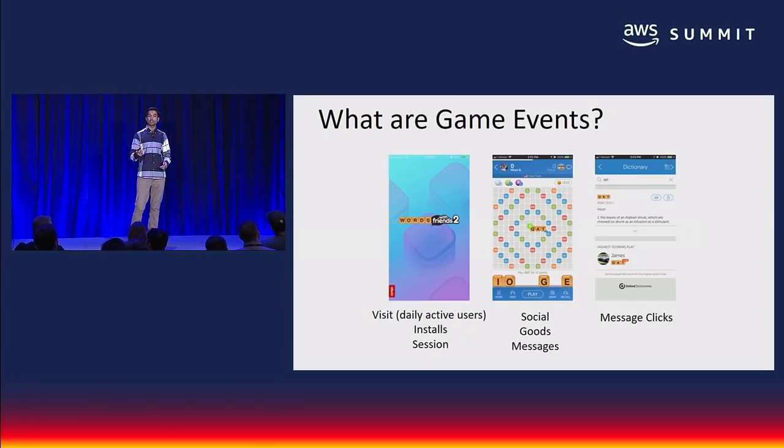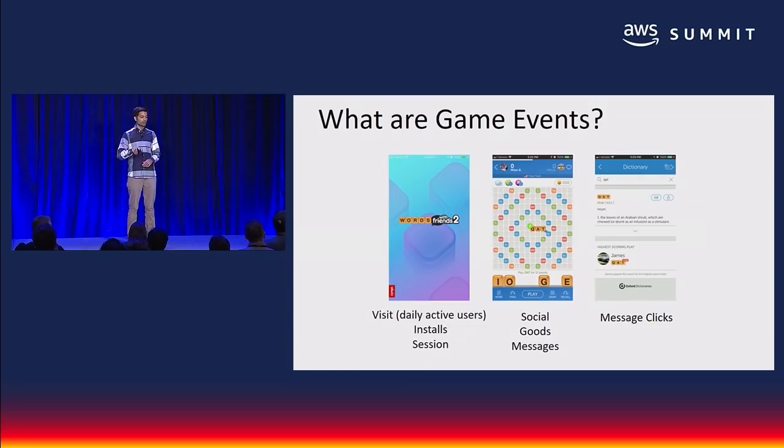Let's just say you start a game with a player, and that could generate some game events as well. You can generate a social game event there that you started a game. And let's just say you powered up and bought some power-ups in the game, and you want to track those goods, and so that could generate a goods game event.